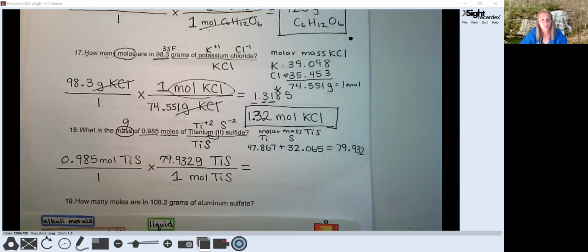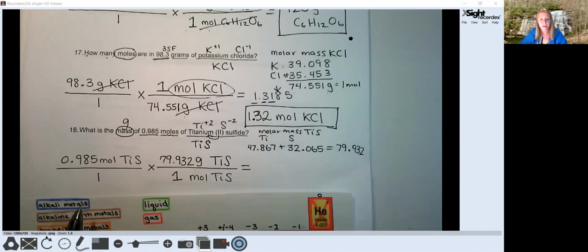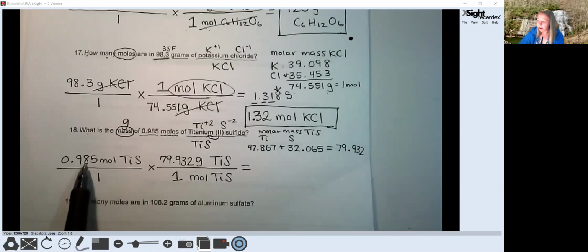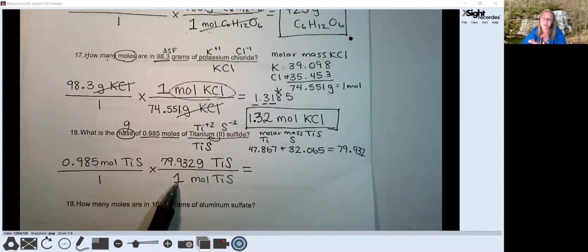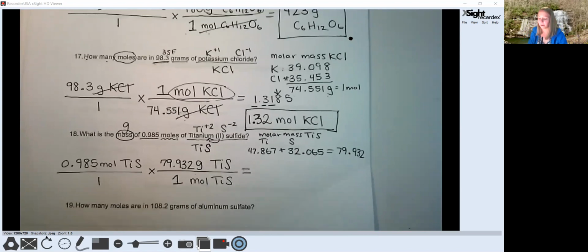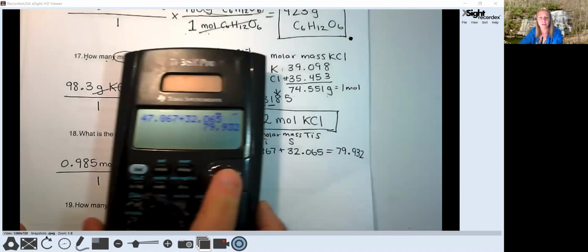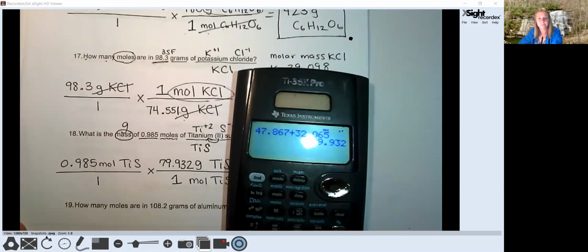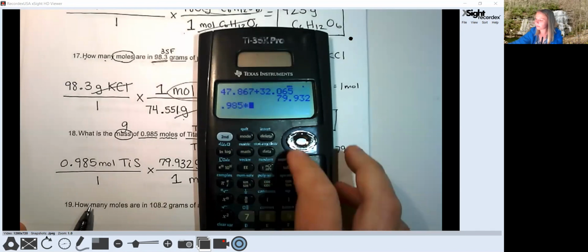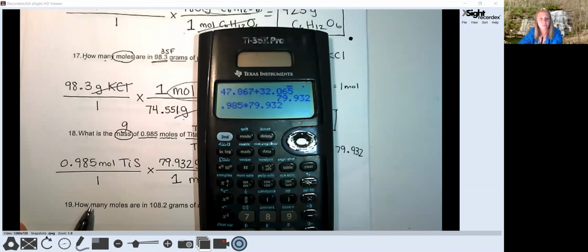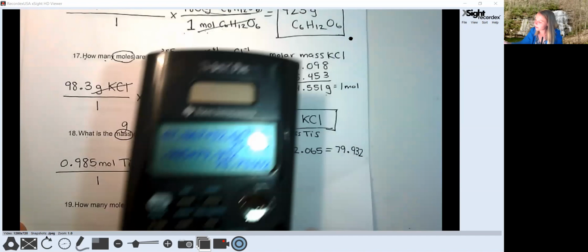Okay, so we did all that work to set it up. Now all we have to do is type this into our calculator. We're going to type in 0.985 times 79.932 divided by 1. But we know if we divide by 1, it's still going to be the same thing, so we don't really need to do that part in our calculator. 0.985 times 79.932. We got 78.733.